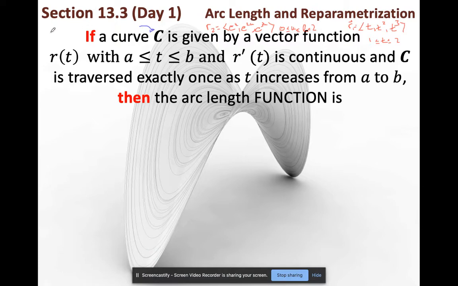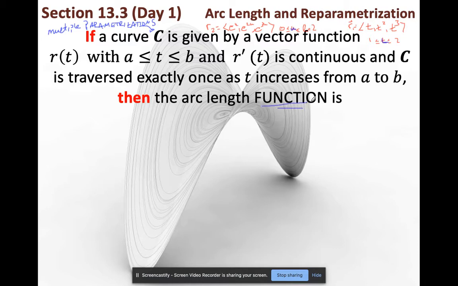A curve C can have multiple parametrizations. That's a mouthful. This has the parameter t. This one had the parameter u, but it was the same space curve. So hold that thought while I define an arc length function.